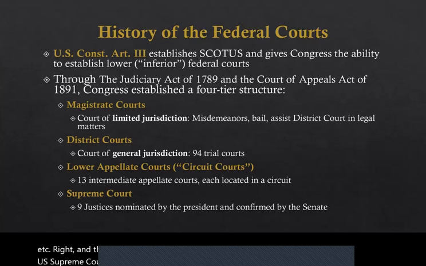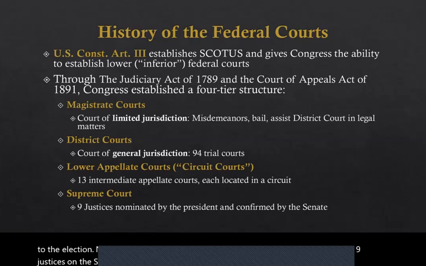Now, currently we have 9 justices on the US Supreme Court. They're nominated by the president and confirmed by the Senate. This is generally true of most judges in federal courts, with the exception of magistrate courts. What's interesting about the 9 justices, and you may be hearing this, especially in regards to the election, is that nowhere in the Constitution, or really set in stone, does it say we have 9 justices on the Supreme Court.